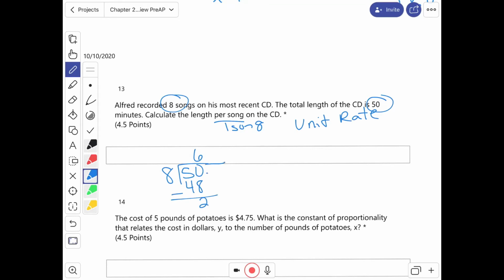Subtract, I get 2. 8 goes into 20 2 times. Don't forget your decimal. 4 left over. Bring down another 0. 8 goes into 40 5 times with nothing left over. So this is 6.25, or 6.25 minutes per song.